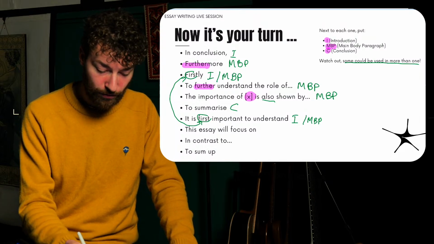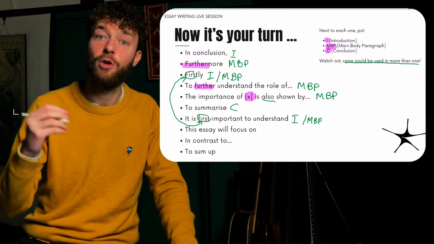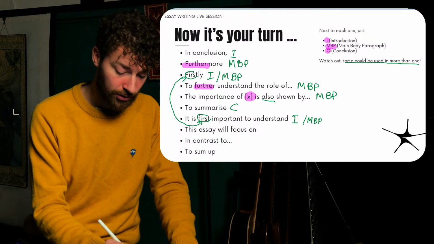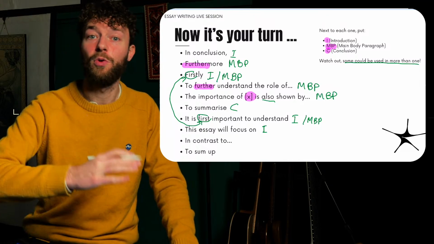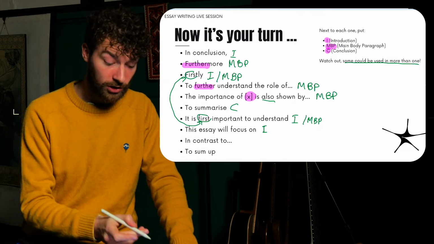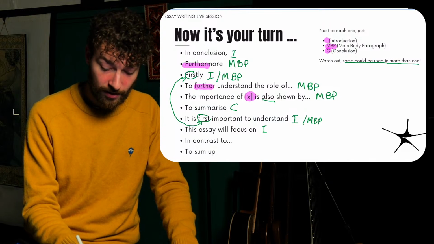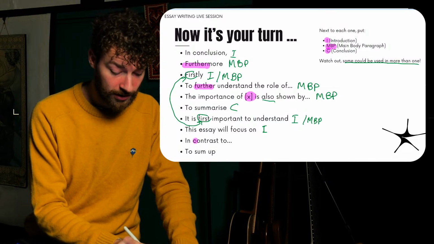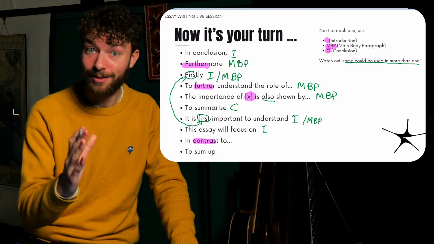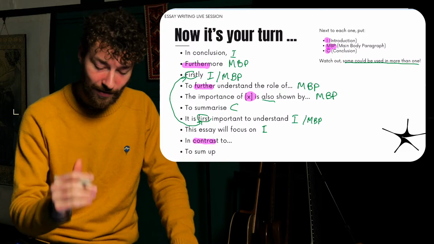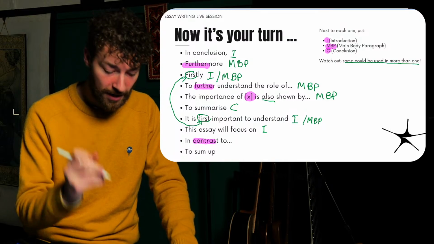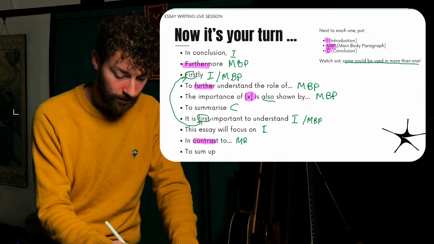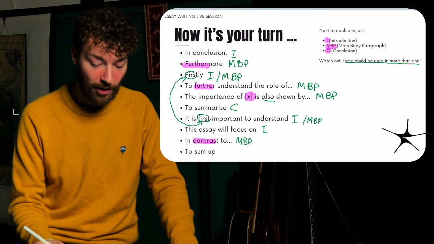Now, this essay will focus on. Next one. That's telling you what's going to happen. So that's introduction. In contrast, that's giving you an alternative view. Contrast is a really helpful word, by the way. Contrast means the opposite or a different angle, different opposite kind of angle. So that's going to be the kind of thing we're going to be looking at in the main part of the essay. So main body paragraph.